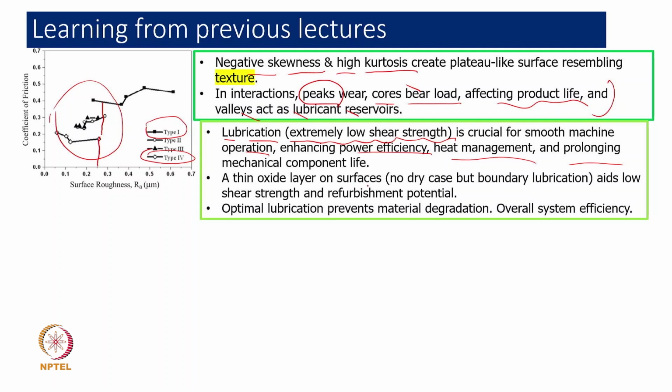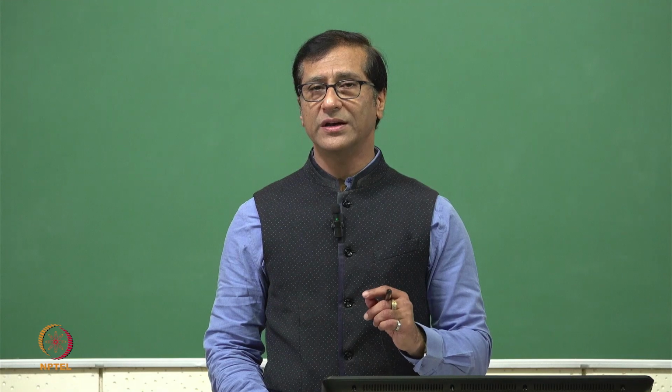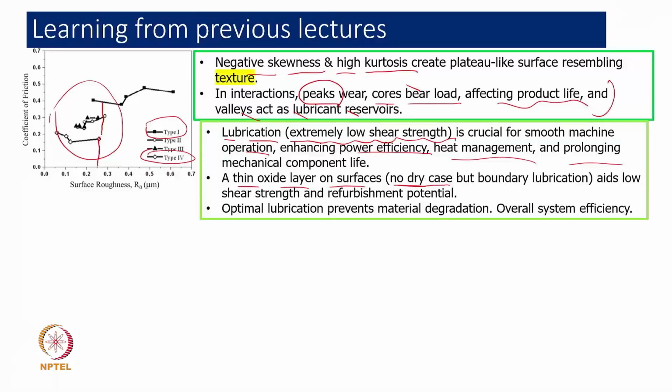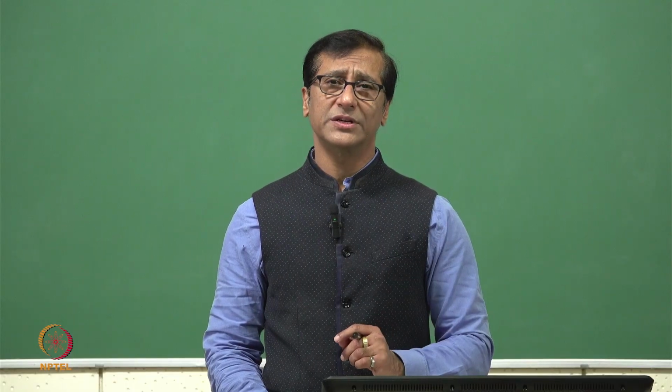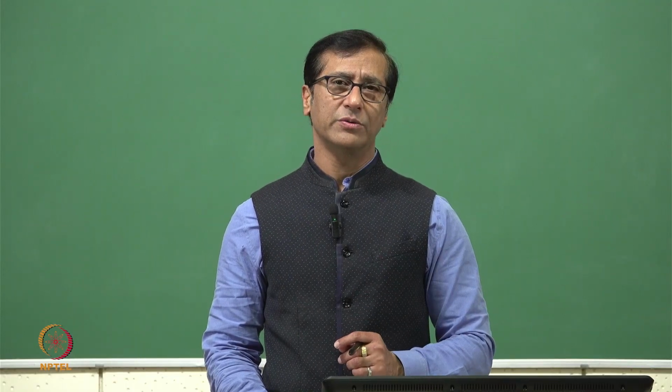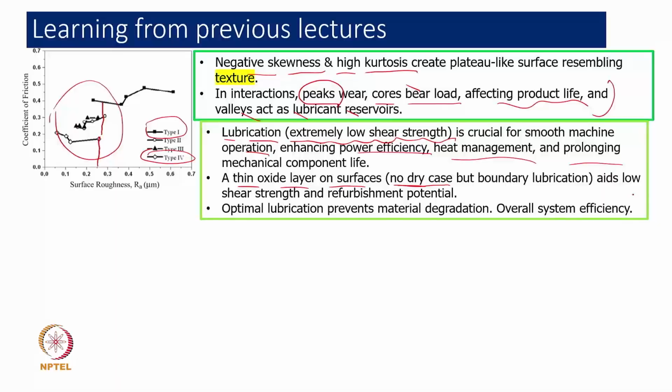Another thing we have learned is that almost every surface is to some extent contaminated, and that can even be oxide. So it is very good in the sense that we don't get any dry case, we always get some sort of boundary lubrication case. The reason being, there is a thin oxide layer which acts as a boundary lubricant, and this oxide layer will have a shear strength lesser than the parent material, and that will provide good lubrication. So that's very important for us.